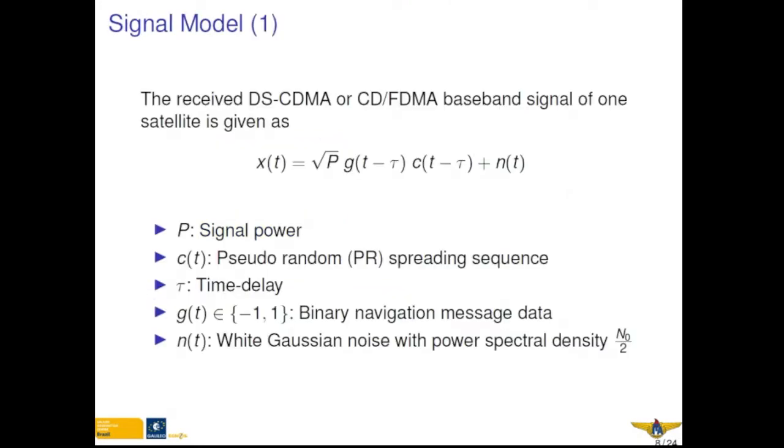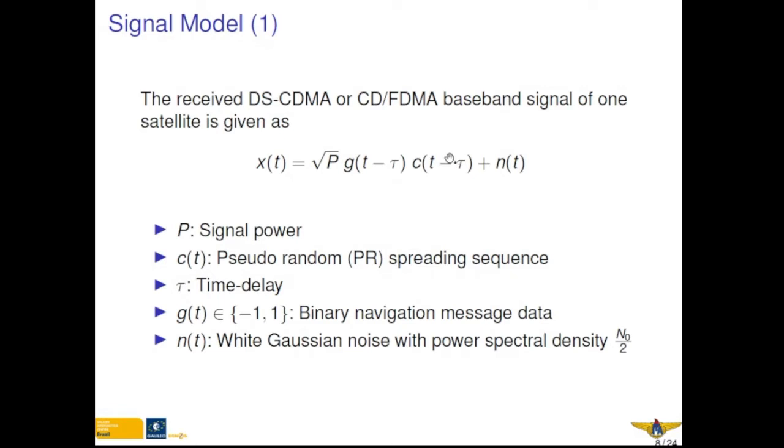Spread spectrum signals. So we have here a model of the signal in time domain. X is the received signal of either a direct sequence CDMA or CD-FDMA baseband signal. Then we have here the power, the square root of P is the square root of the power. We have a binary navigation message data, g of t, delayed by tau, which is the time delay that the signal is experiencing during propagation.